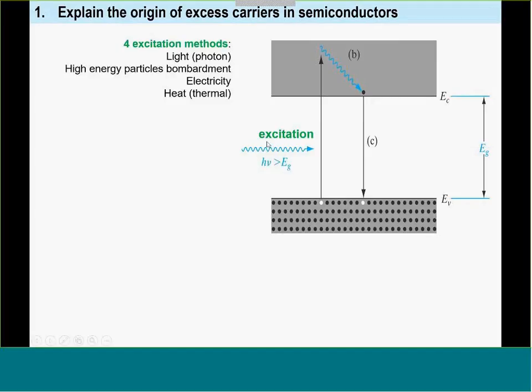Why? The excitation can occur by using four methods. You can have light incident on your material, or you can have high energy particle bombardment, and also, as usual in our case before, we use electricity, the one in our old televisions, and also by using heat. So there are four methods for us to have this excitation.